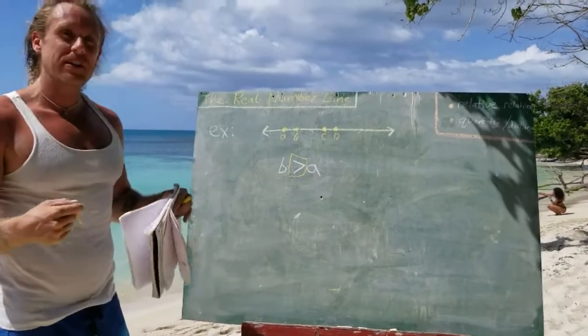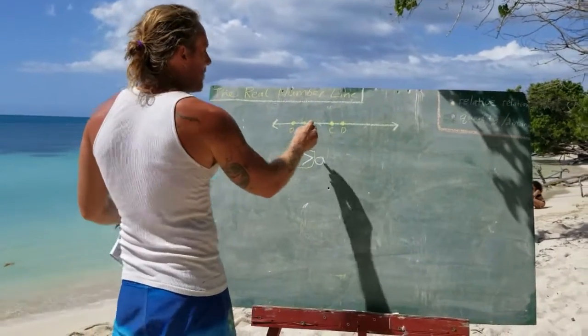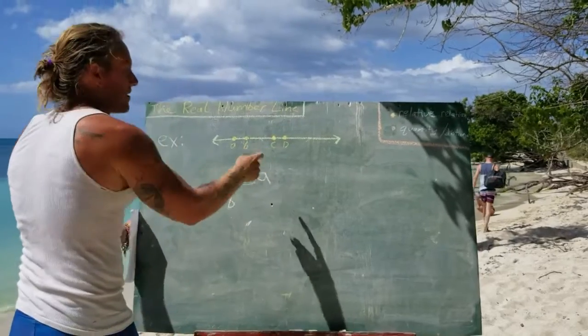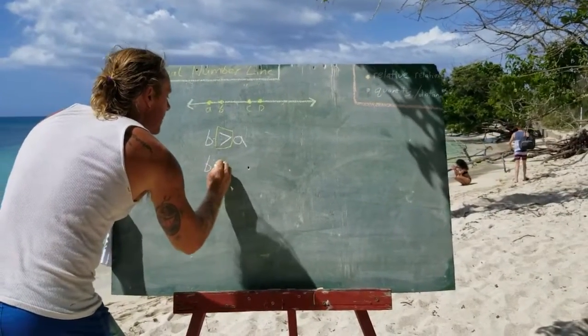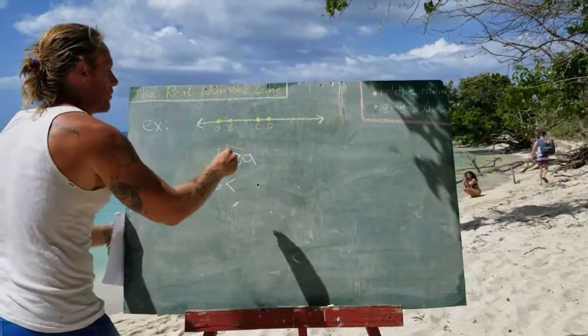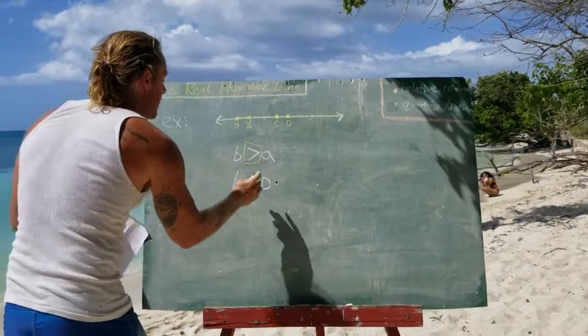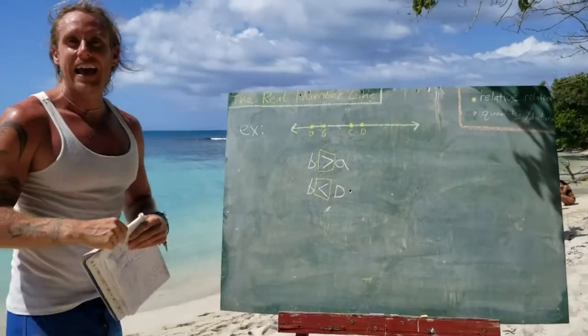Well, what if we want to speak of things being less than something? What if we were describing the relations of B to D? Well, B is not greater than D, B is less than D. So the way we denote that is, again, you guessed it, the symbol, but in reverse, because we're speaking about B is less than D.